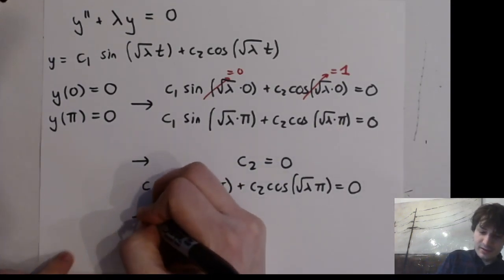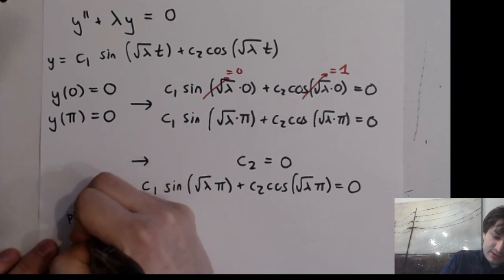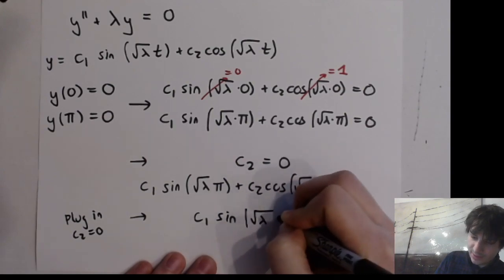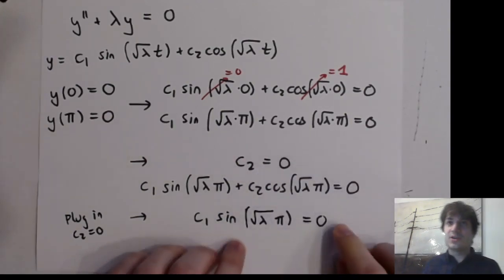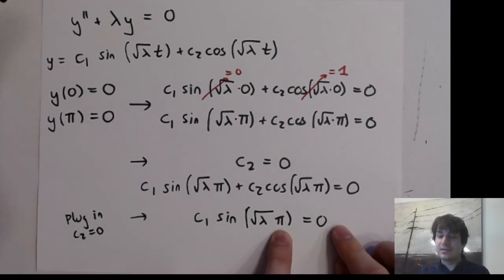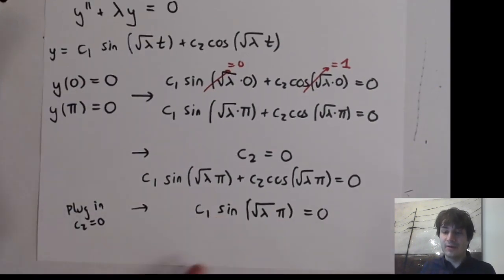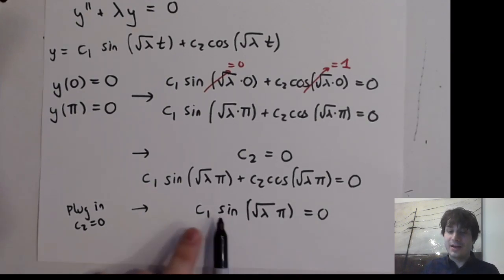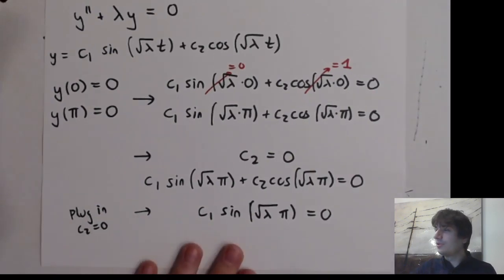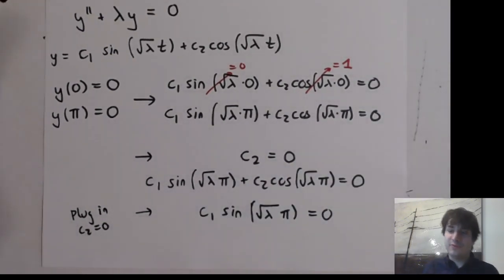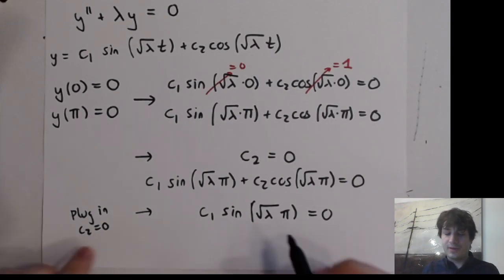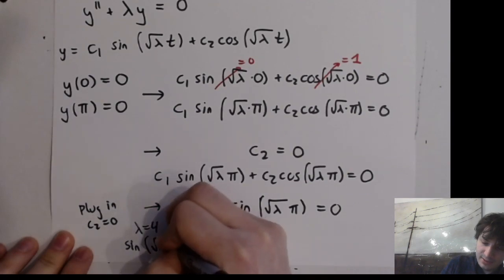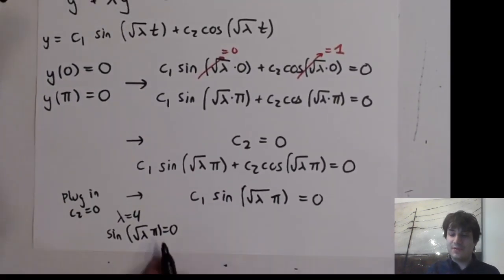But if you plug in C2 equals 0, what you end up with is that C1 times the sine of square root lambda pi equals 0. So if the sine of square root lambda pi is not 0, then C1 has to be 0. But if the sine of square root lambda pi is equal to 0, then this is degenerate. It doesn't have any information. So that's what happened in the example I gave you before. When lambda equals 4, sine of square root lambda pi equals 0. That's what happened in the example, and it was degenerate.